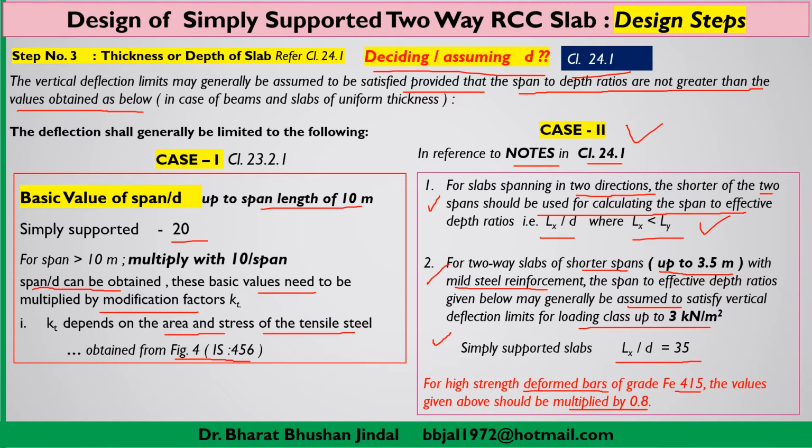less than or maybe equal to 3.5 meter, and if the loading condition is this much, then you can take Lx by D as 35 instead of 20. And since we are normally using high strength steel, this 35 will be multiplied by 0.8, so that will become the Lx by D ratio. Again, to remind you that Lx is the length of the shorter span.